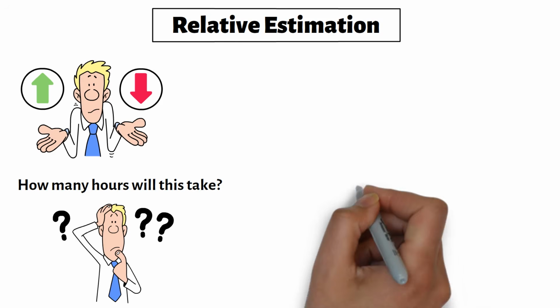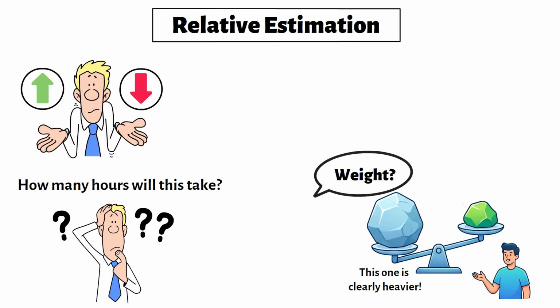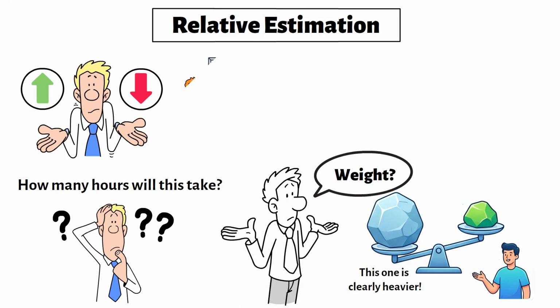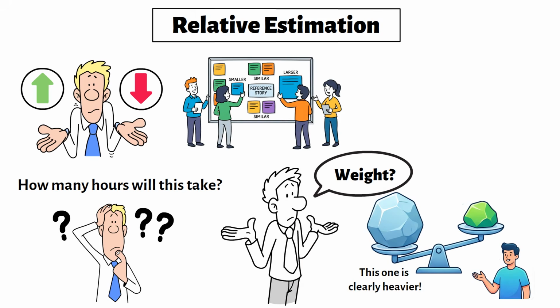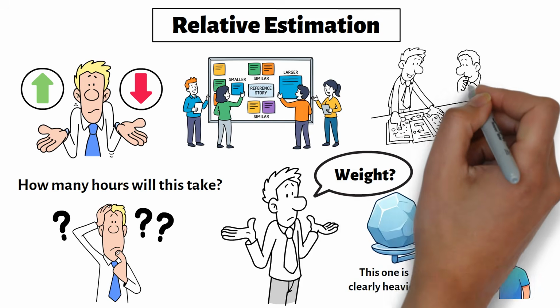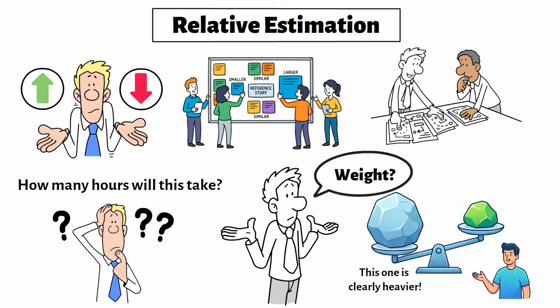For example, if I ask you whether one object is heavier than another, you can probably answer quickly. But if I ask you the exact weight of each object, accuracy becomes much harder. Agile estimation works similarly. Teams compare stories relative to one another instead of trying to predict exact duration up front. This handles uncertainty much better, especially when requirements evolve or technical details are still emerging.